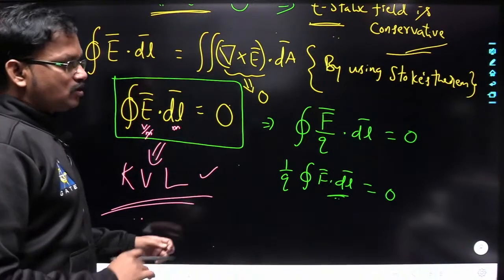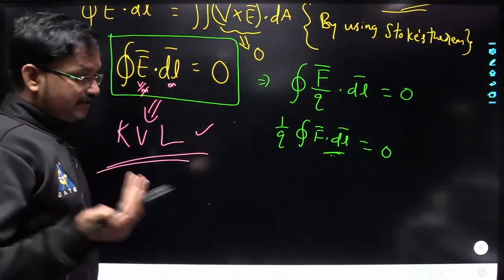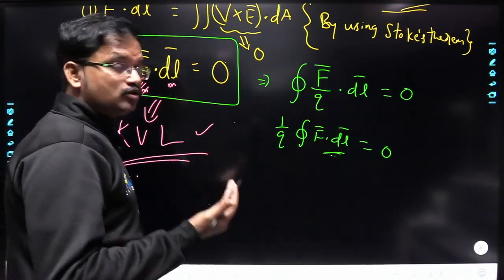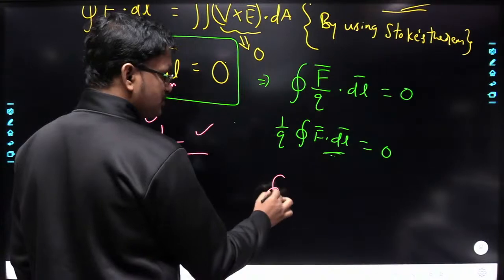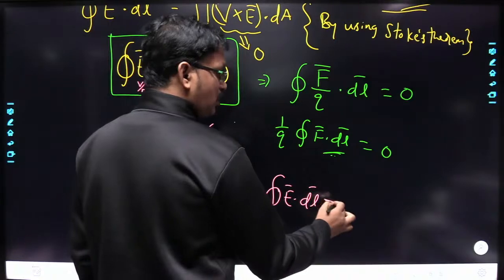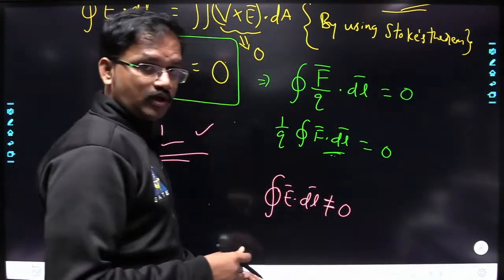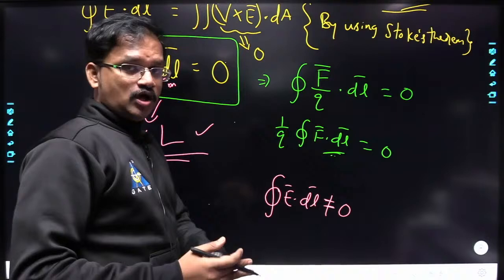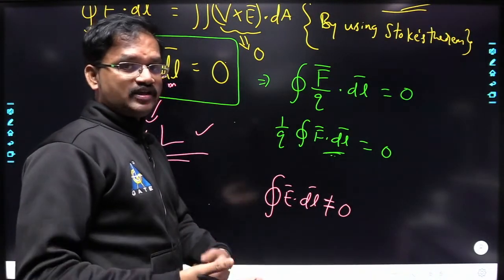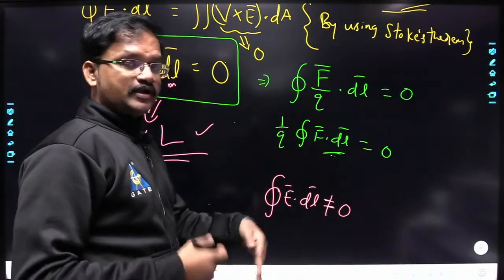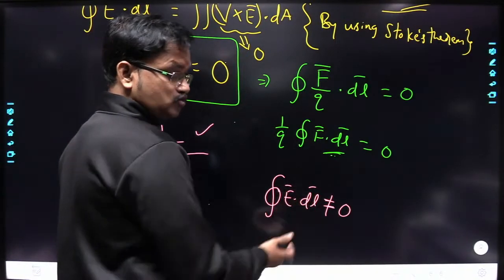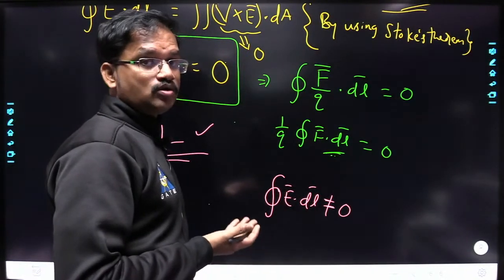Okay. So while dealing with Faraday's law, we will enter into time varying fields. There we are going to see that the circulation of electric field around any closed loop is not equal to what? Is not equal to 0. Whenever we enter into the time varying case, that means whenever we are dealing with Faraday's law, the circulation of electric field around any closed loop is not equal to 0.